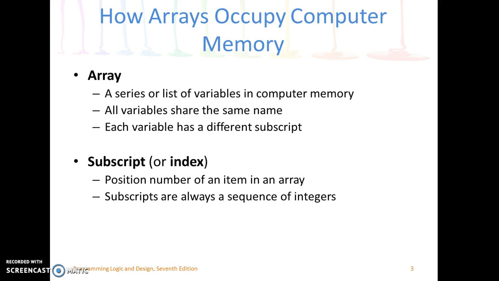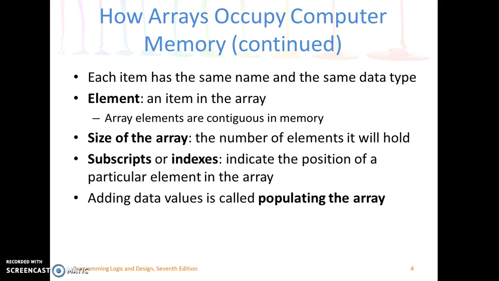The other thing that is true in arrays is that all the data will have the same data type, like they will all be strings or all be integers. The subscript is the position of an item in an array. Subscripts are always sequences of integers. They cannot be negative, and they cannot be decimal numbers. Each item will have the same name and the same data type.